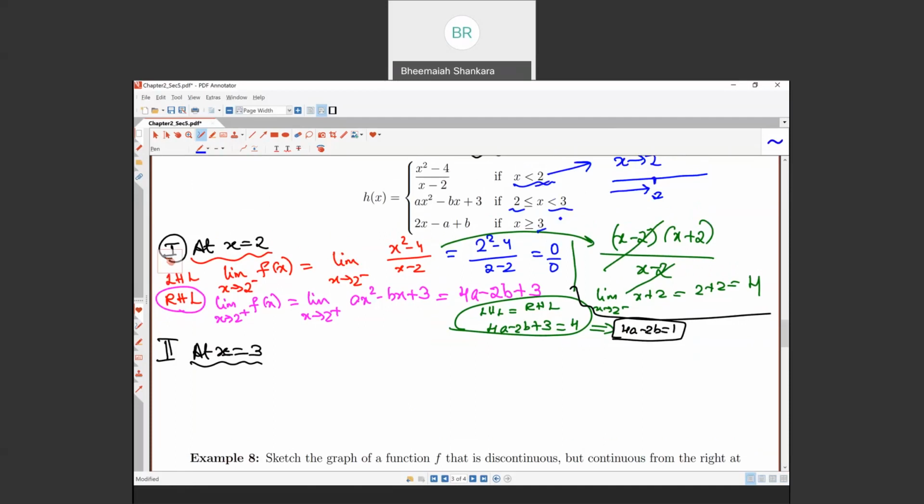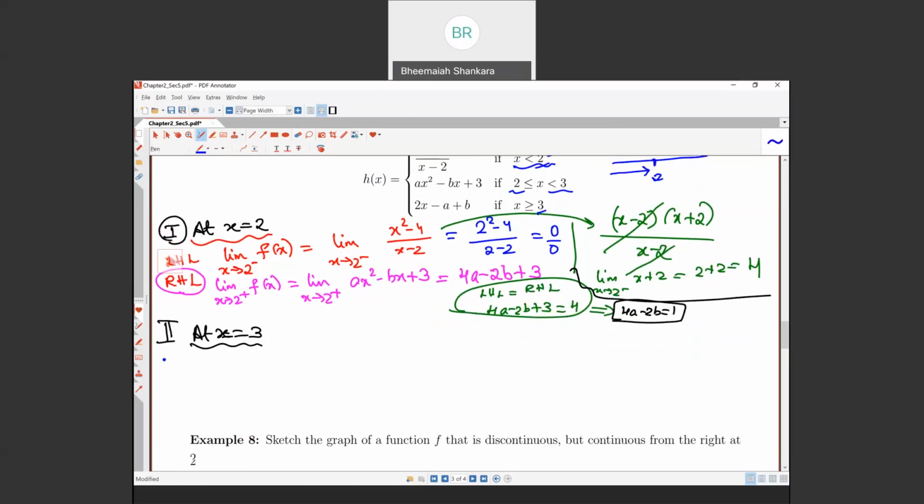So we identify that we want to discuss the x values which are approaching 2 and approaching 3 from the left and the right. So at x equal to 3, you want to calculate the left hand limit, which is limit x approaching 3 minus from the left, and then you have f of x. 3 minus from the left is also x less than 3. So the function is limit x approaching 3 minus, you have ax squared negative bx plus 3. Plug in and simplify, you have 9a negative 3b plus 3.